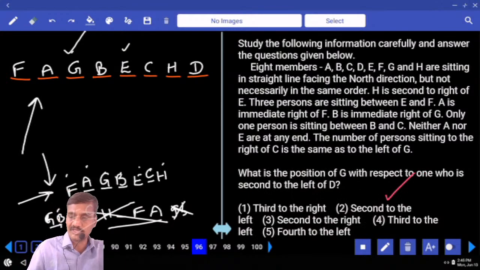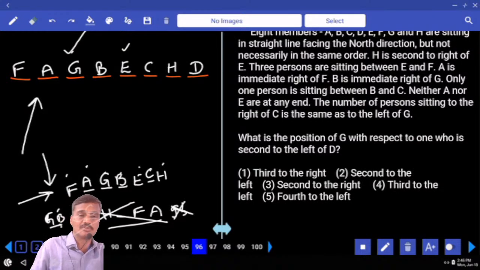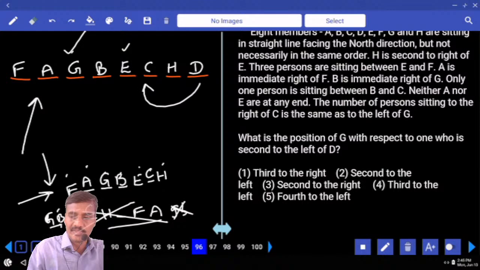Then coming to this 96, what is the position of G with respect to the one who is sitting second to the left of D? And who is seated second to the left of D? C. Then what is the position of G with respect to C? 1, 2, 3, third to the left. And third to the left, that is given in choice 4 for question number 96.